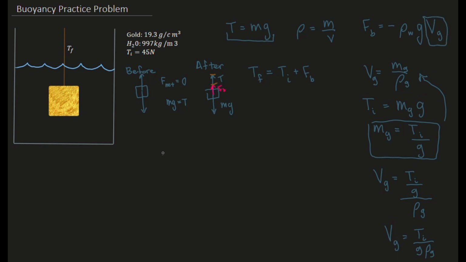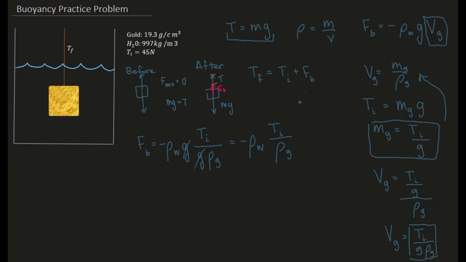So the buoyancy force is equal to the negative density of the water. Make sure you don't mix up your subscripts here. The gravitational acceleration, and then instead of writing the volume of the gold, I'm going to write what I just calculated it to be. So it's the initial tension divided by the gravitational acceleration and the density of the gold. And you'll notice these gravitational accelerations cancel out, so we didn't actually end up needing it. So that is equal to the negative density of the water times the initial tension divided by the density of the gold. And now we can plug this in for this right up here.